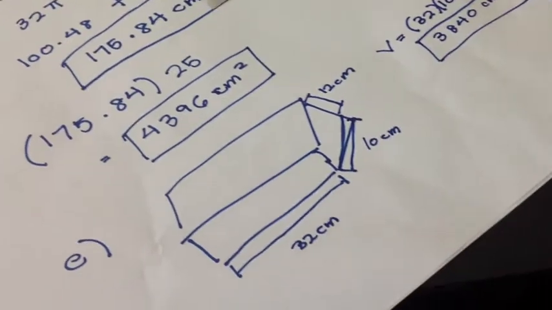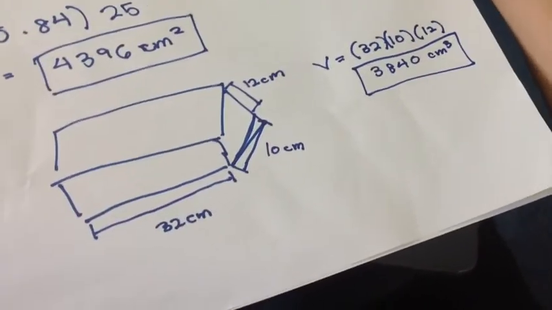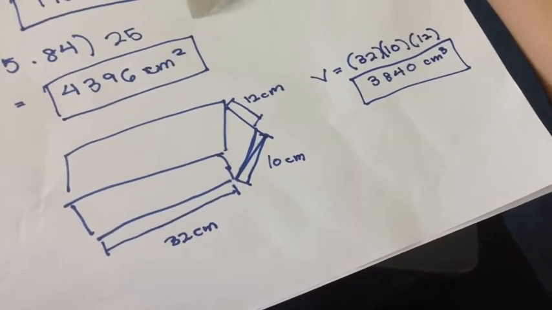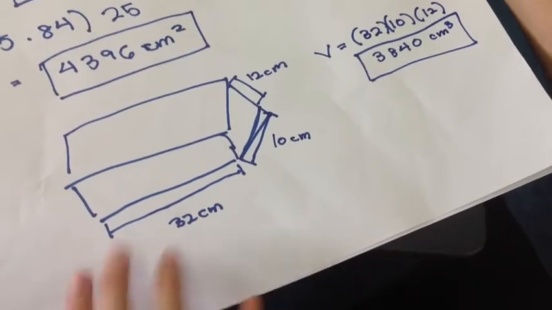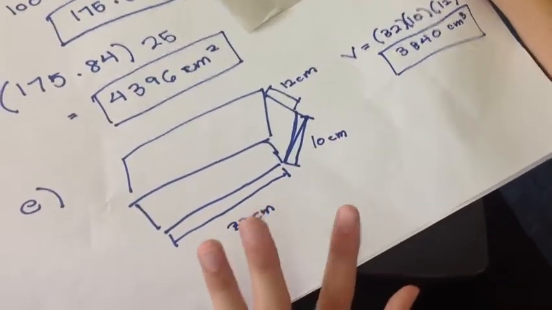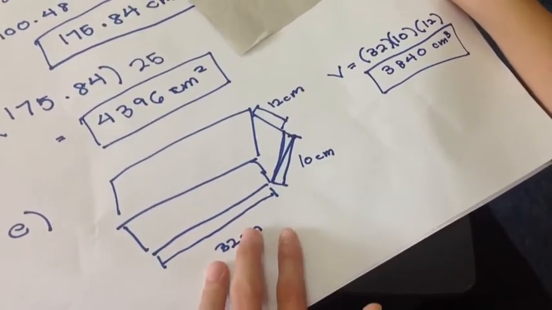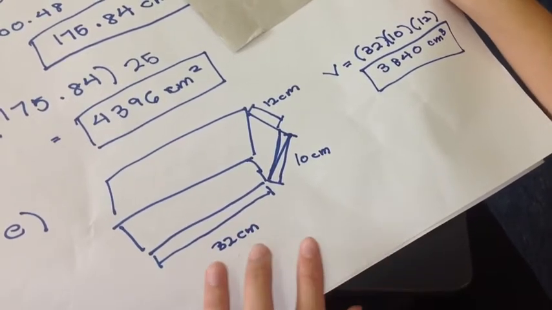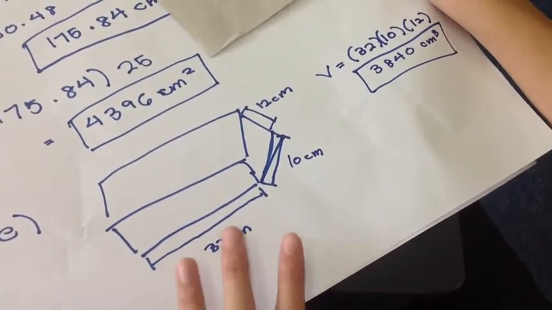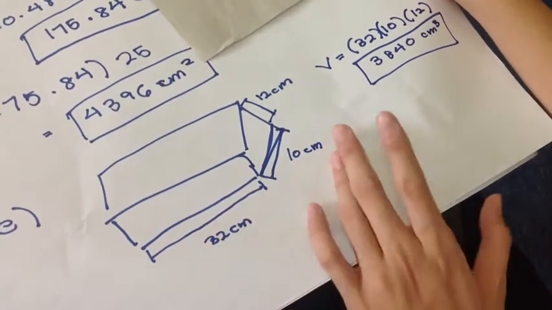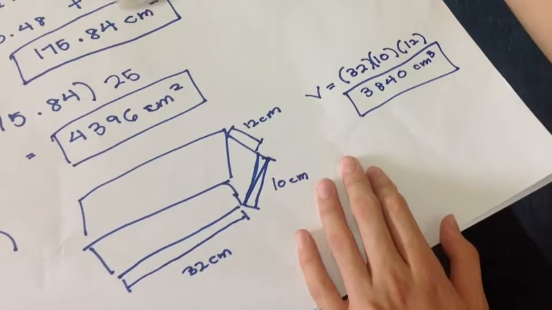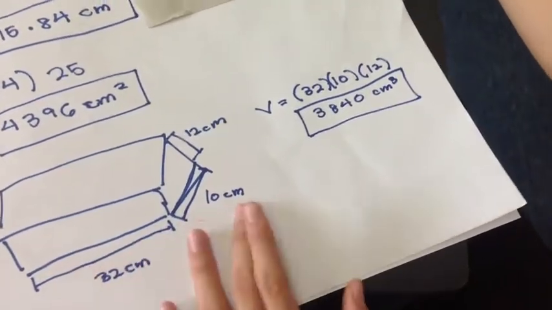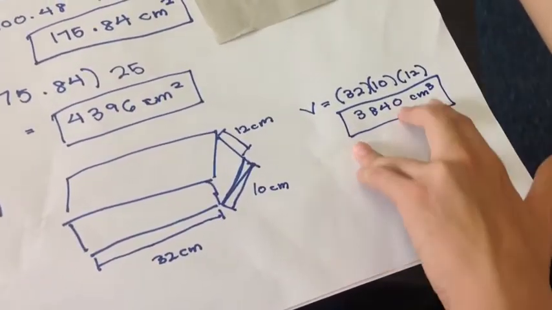So our last question is, can a new box measuring 32 cm by 10 cm by 12 cm hold as many mooncakes as the original box? So I drew our second box to make it clear for you to be able to picture it. The length is 32 cm, the width is 10 cm, while the height is 12 cm. So we're gonna get the volume, which is base times height. So that's 3,840 cm cubed.